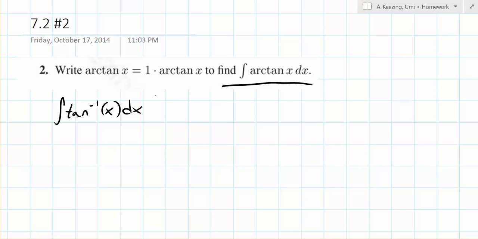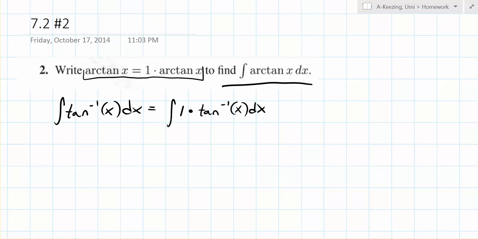So you might be a little confused about this and not immediately see what method you have to use for integrating. So let's do what the problem suggests. Write arctan x equals 1 times arctan x. It seems kind of pointless, but since the book is explicitly stating it, it might be useful, so let's try it. Okay, so the integral of tan inverse of x dx equals the integral of 1 times tan inverse of x dx.